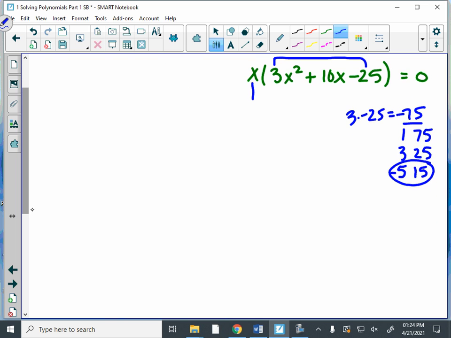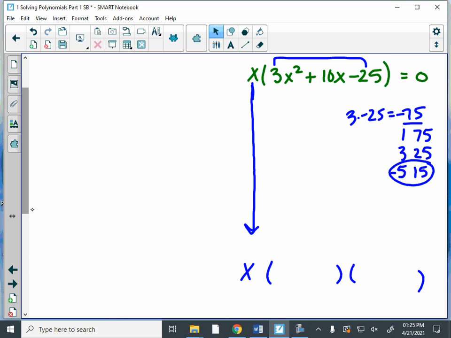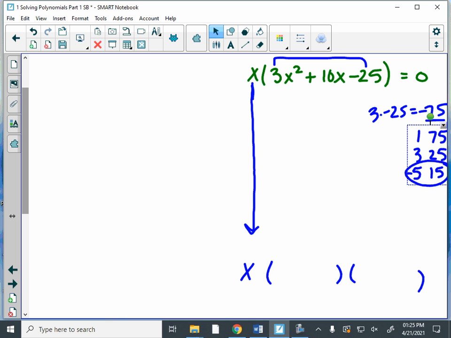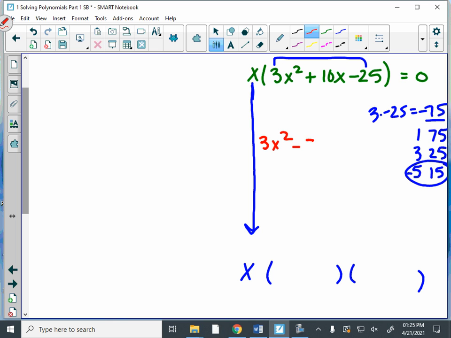So whenever I take out a GCF, I like to bring it all the way down. And I know when I factor by split the middle, my answer is going to look like that. So I know my new middle. I'm going to try to move this over. I have some space here. All right. I'm going to rewrite my middle to be 3x squared minus 5x plus 15x minus 25.